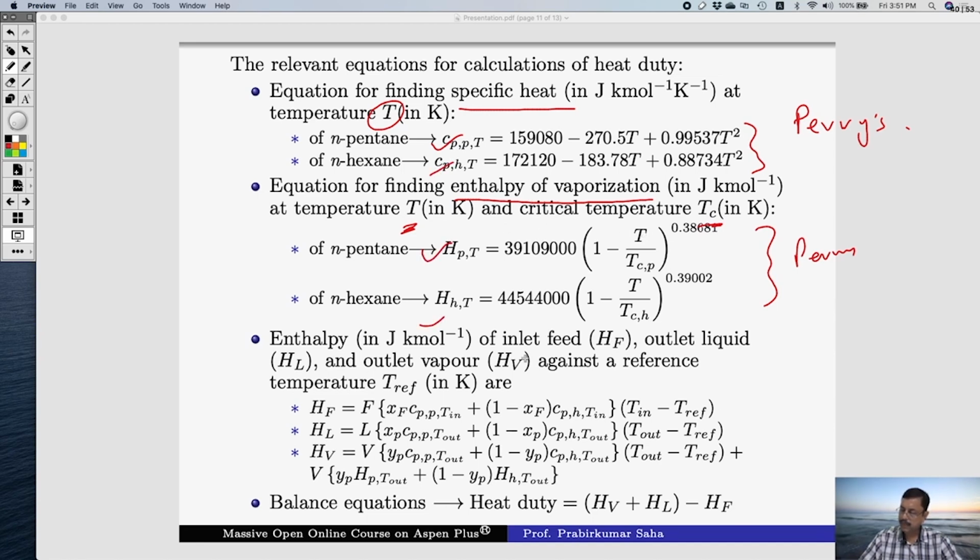So enthalpy of inlet feed, outlet liquid and outlet vapor against a reference temperature, because we know the enthalpies are always calculated against a certain reference temperature. So these are the equations for calculating HF, HL and HV, and we all know about this value. Nothing is unknown, so we can calculate them. So heat duty will be the heat out minus the heat in, the enthalpy out minus enthalpy in. So that is the heat duty. So that much heat has to be fed to the flash tank. That is the heat duty. So this is how we calculate. The calculation procedure is like that.